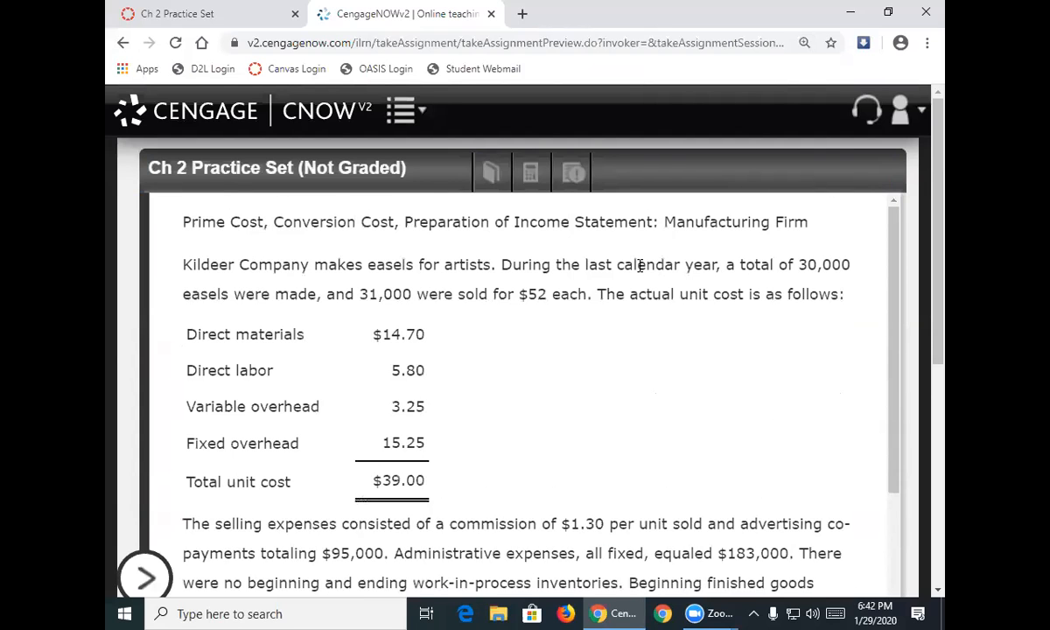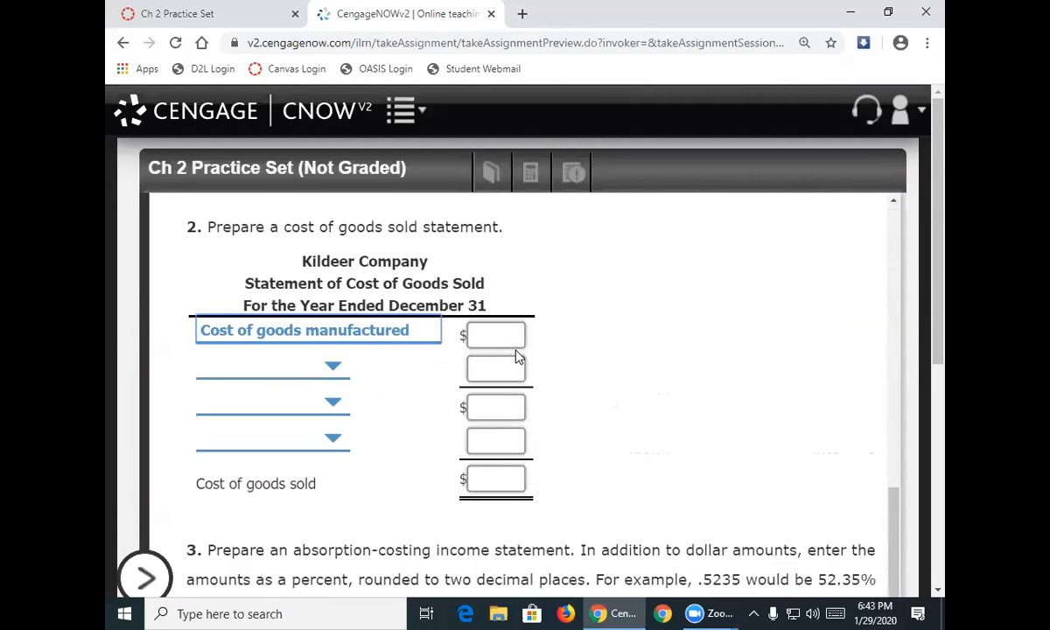30,000, right? It tells us a total of 30,000 easels were made. So what's my cost of goods manufactured then? 1,170,000. Very good. And we got that because we know we made 30,000 easels, and we know the unit cost is $39 per easel. So 30,000 times $39.